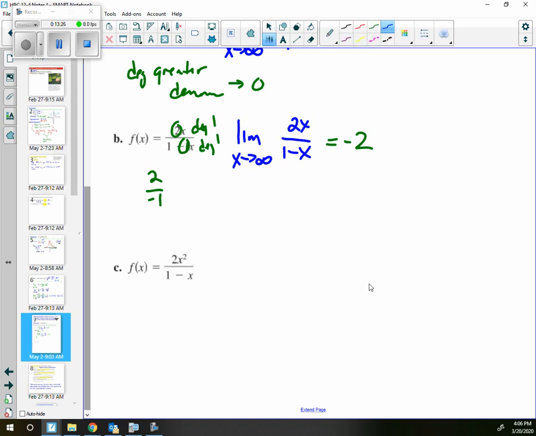All right, let's take a look at the last one and see if we can come up with our shortcut here. So the limit as x approaches infinity of 2x squared over 1 minus x.